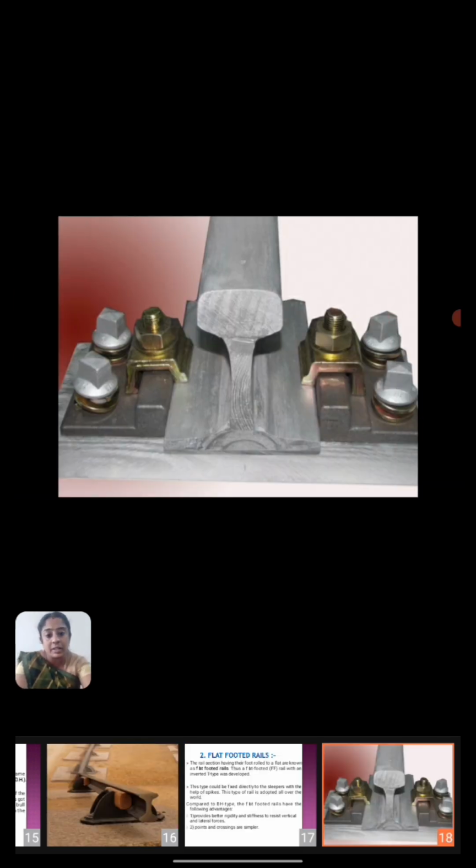So this is a diagrammatic representation of flat-footed rails. See, the bottom surface is called the foot. The foot surface is flattened. In this way, the rail I section will be provided as a flat-footed rail.